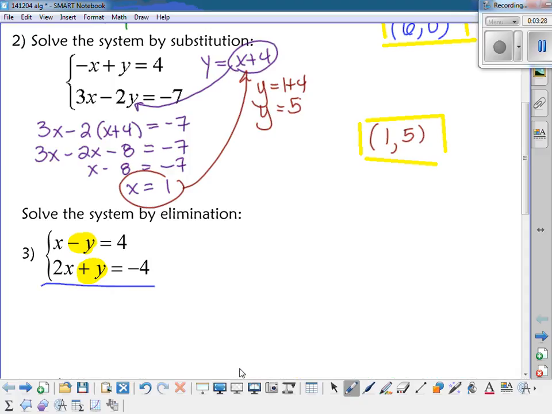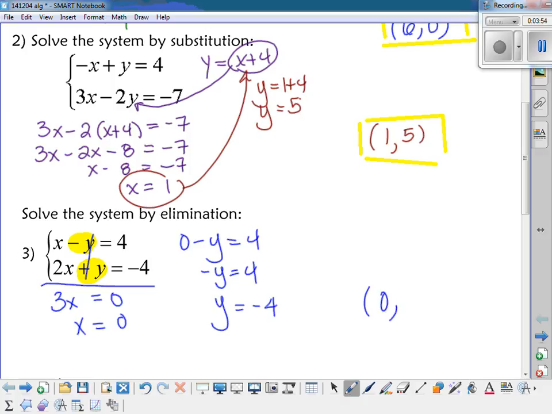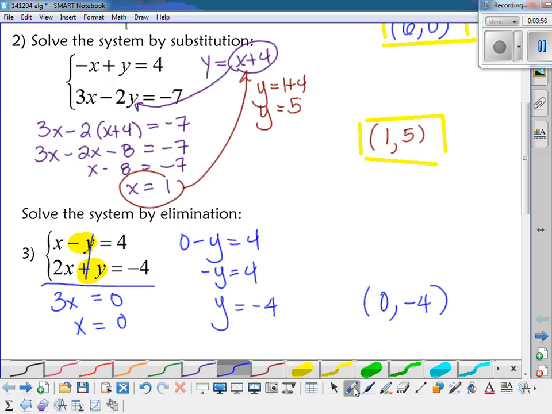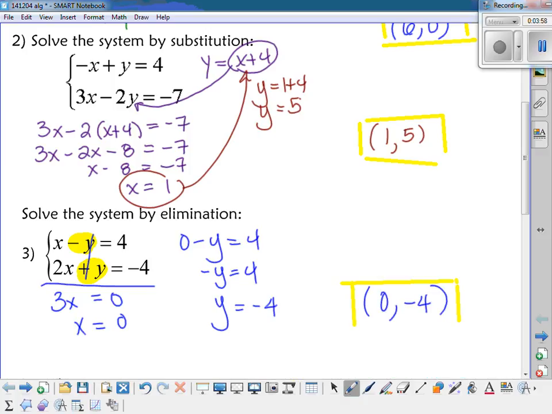I'm going to add those two together. X plus 2x gives me 3x. Those cancel out. What's 4 minus 4? 0. So if 3x is 0, x has to be 0. And then I can just plug that into either one. So 0 minus y equals 4. And so that means y has to equal a -4. And so the point for number 3 is 0, -4. Okay, any questions there?